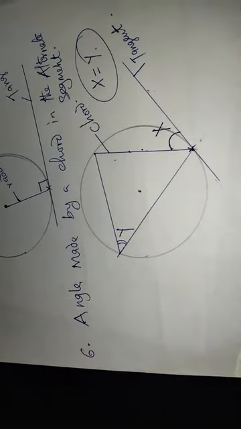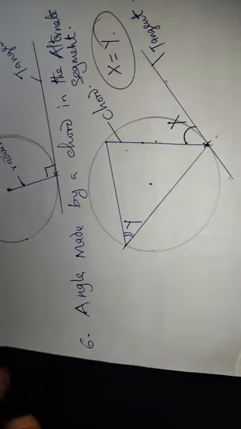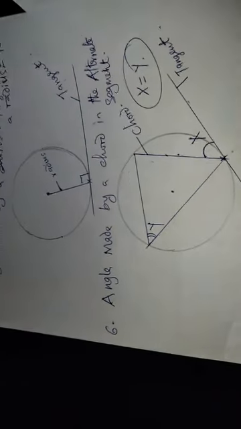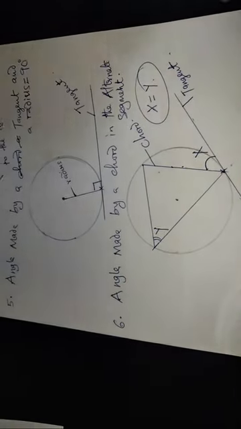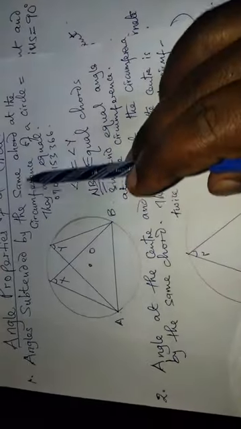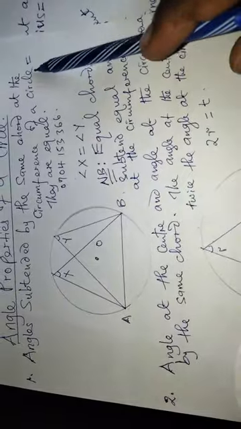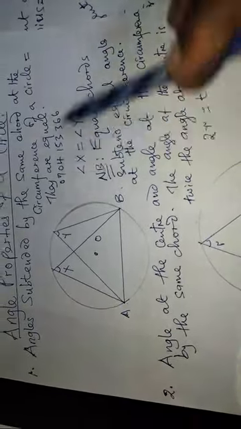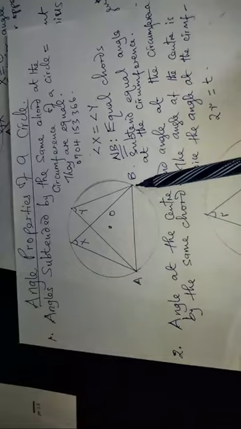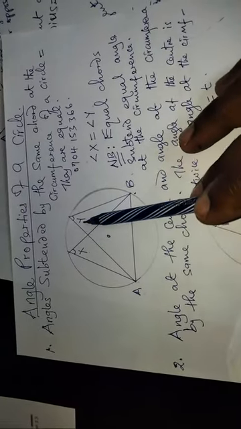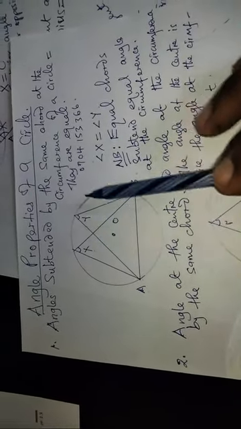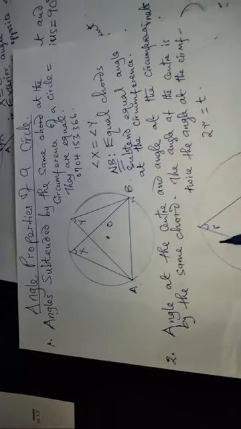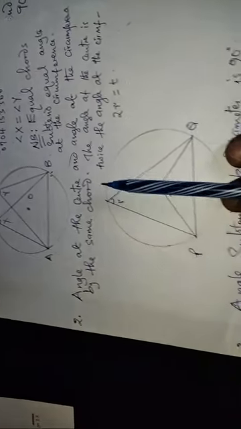Remember the tips we've just outlined. These are up to number six. Just to go through them very fast for those who are joining late. We are saying the angles subtended by the same chord at the circumference of a circle are equal. We have a chord AB producing angle X and angle Y. X and Y will be equal because they have been produced by the chord AB.